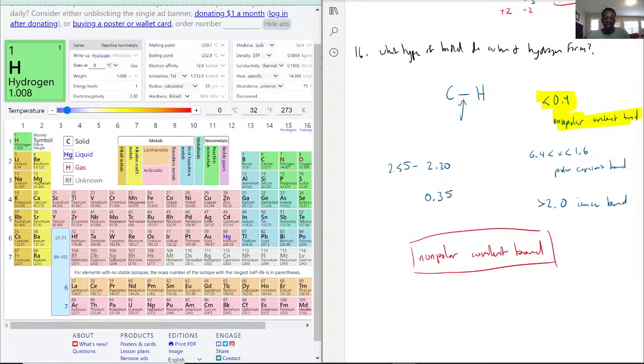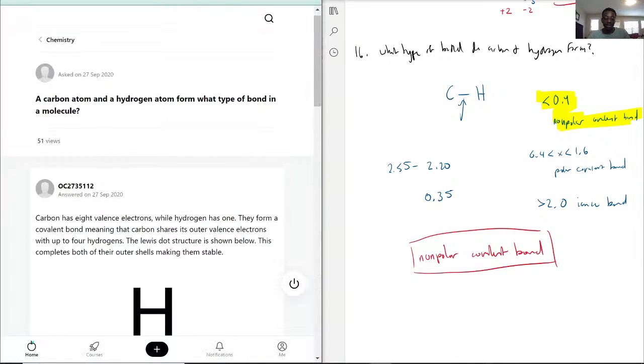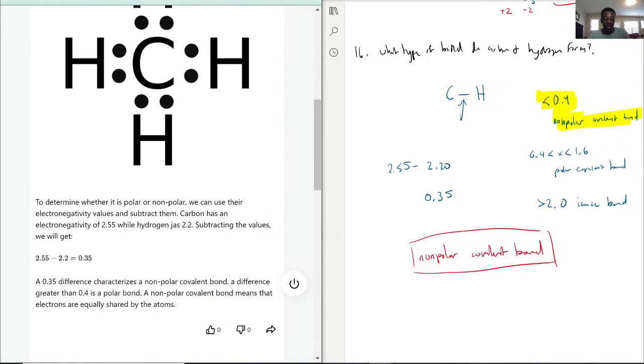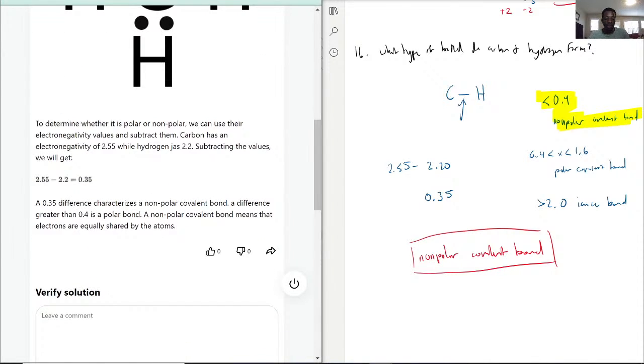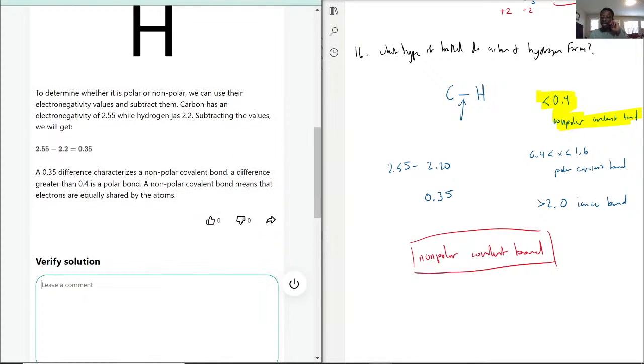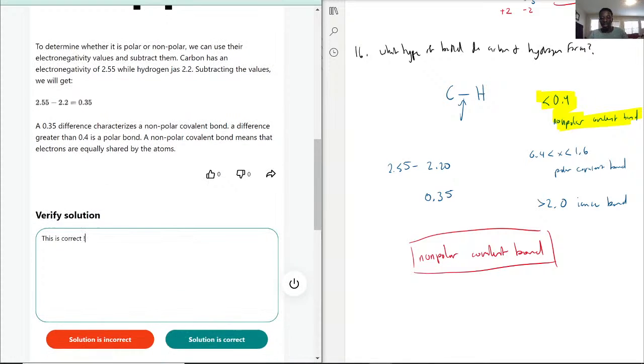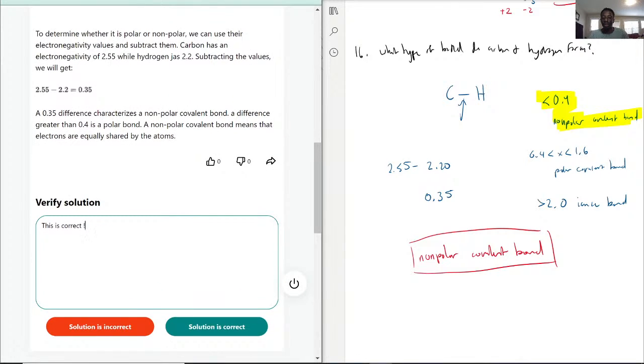Okay, and that is really the answer there. As you can see, they measure the electronegativity, and a 0.35 difference is a non-polar covalent bond. That means the electrons are shared relatively evenly between them, and there are no poles formed in a carbon-hydrogen bond.